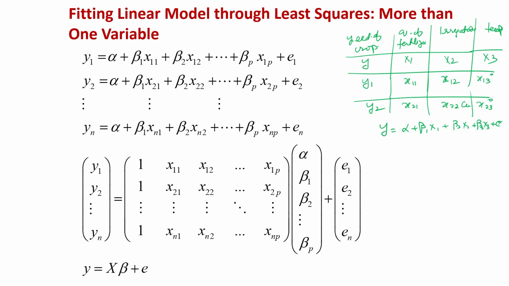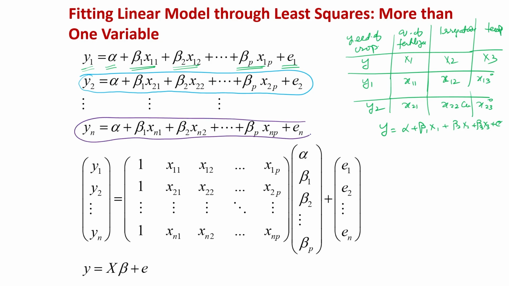For each of the variables x1, x2, xp we have a set of observations, and we believe that each set of observations is going to satisfy the relationship. So for the first set of observations I can write the model as y1 is equal to alpha plus beta 1 x11 plus beta 2 x12 up to beta p x1p plus e1. Similarly for the second set of observations I can write y2 is equal to alpha plus beta 1 x21 plus beta 2 x22 up to beta p x2p plus epsilon 2. And similarly for the nth observation I can write yn is equal to alpha plus beta 1 xn1 plus beta 2 xn2 up to beta p xnp plus en.